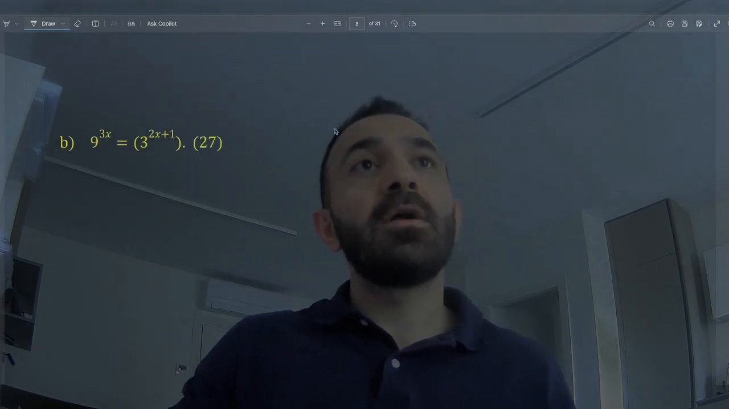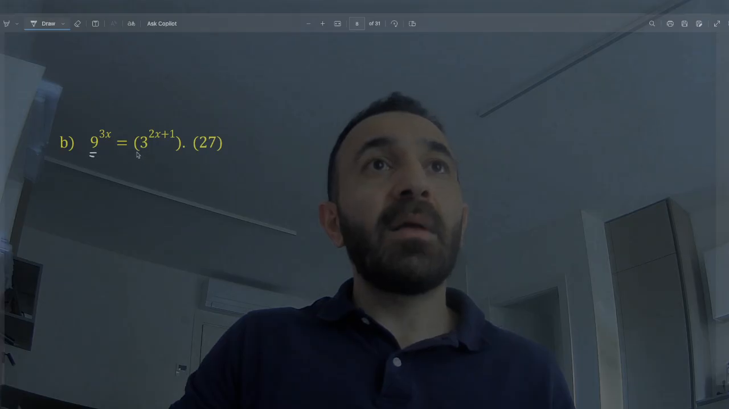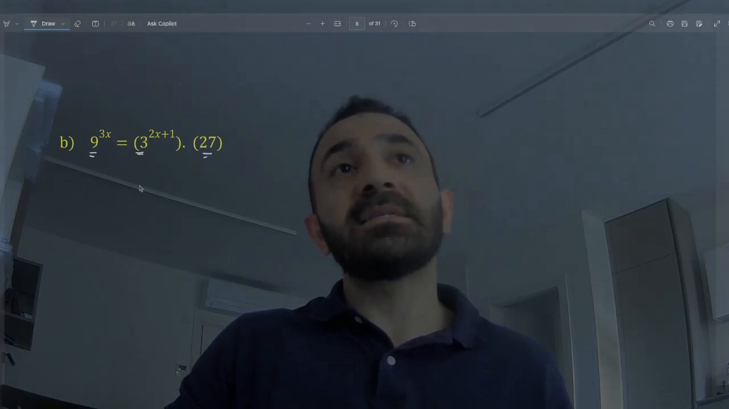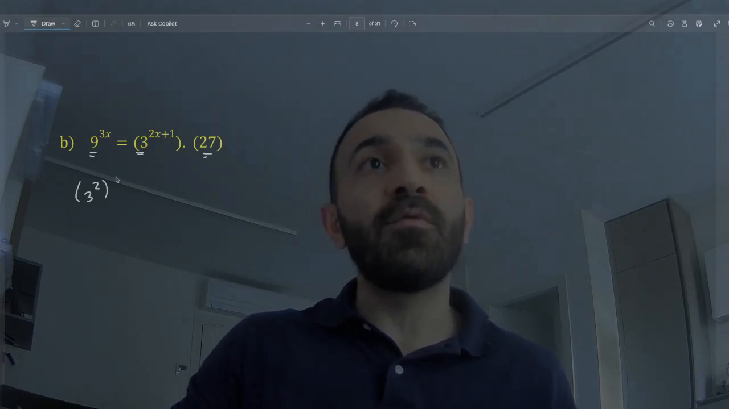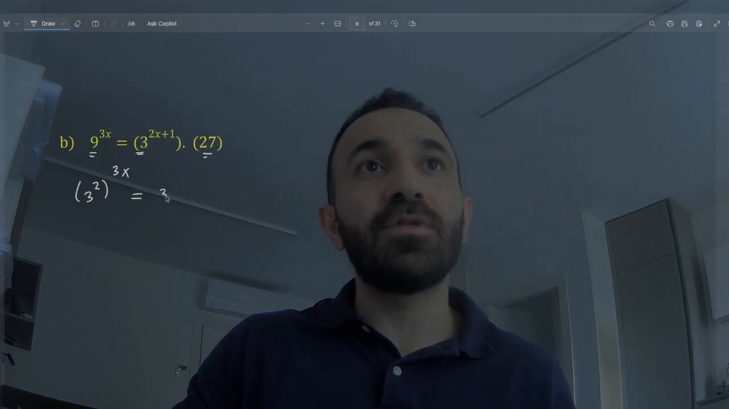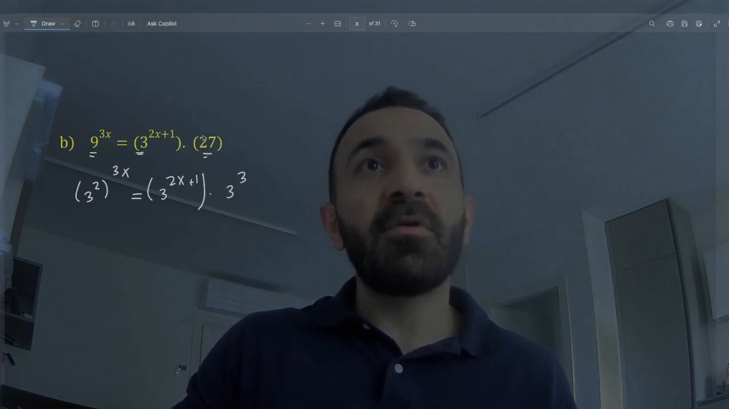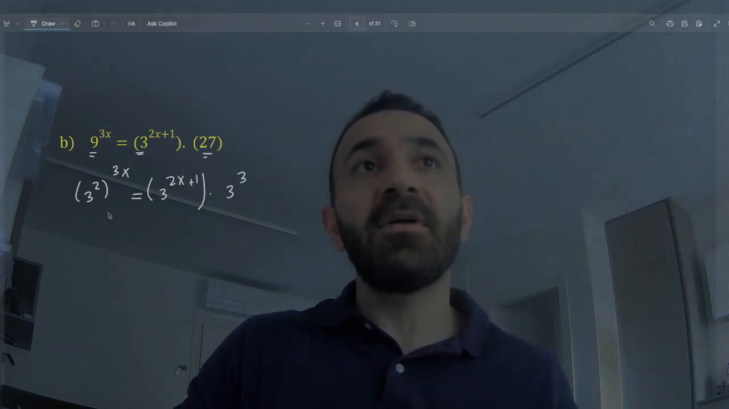So here, I look at my bases, all three bases. I can write all of them based on 3. So 9 is 3 to the power of 2, to the power of 3x, equals 3 to the power of 2x plus 1 times 3 to the power of 3. 27 is 3 to the power of 3.